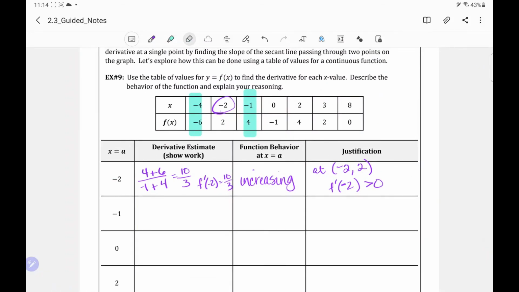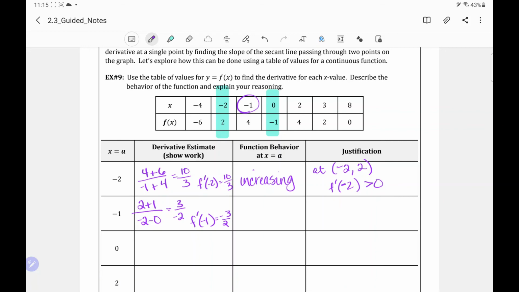I'm just going to get you going, and then that will be enough. So looking at x equals -1, that's right here. Your 2 points closest to it are 0 and -2. Go ahead and do your slope formula. All right, this time we got -3 over 2.